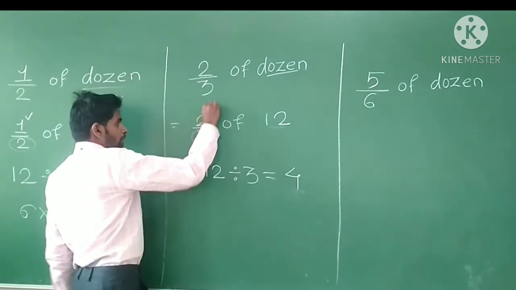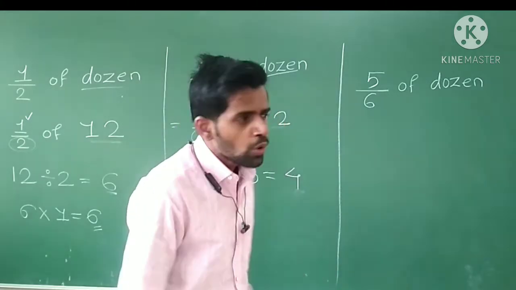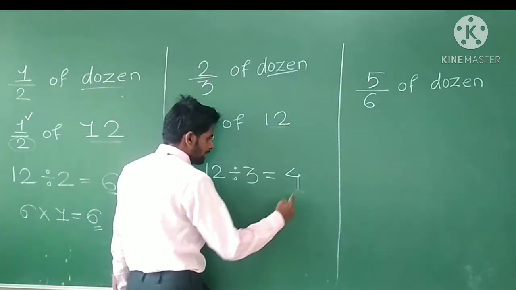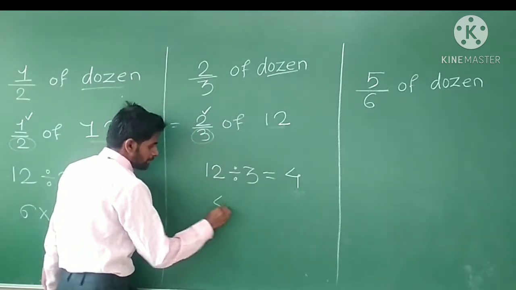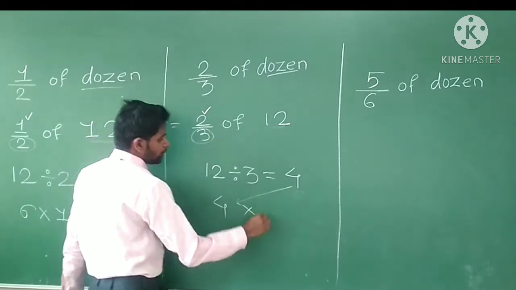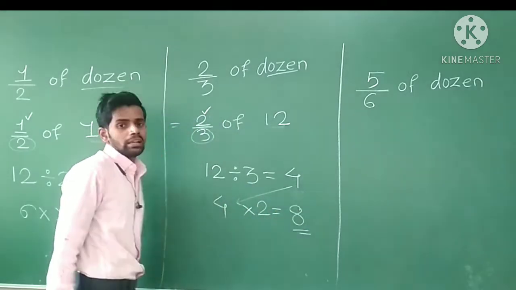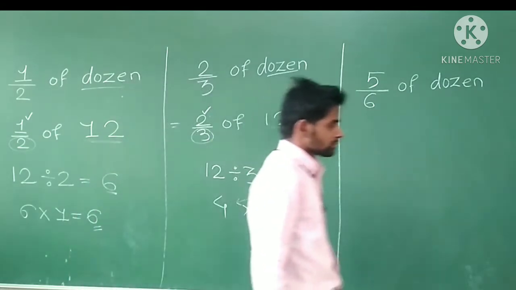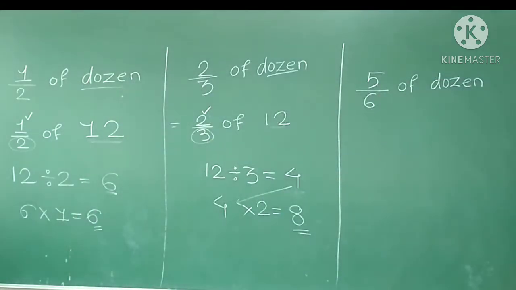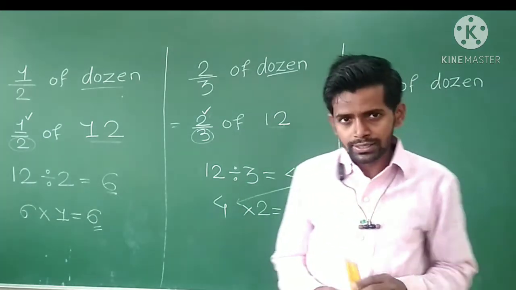Okay, that means 4 objects will be in each part. But here we have to color the 2 parts. That means we have to select the 2 parts and one part has 4. So we will multiply this 4 by the numerator. You will get 8. So this 8 is the final answer. Okay. Now we will proceed towards the next question. And the next question is, we have to find the 5 by 6 of dozen. Okay, 5 by 6 of dozen.